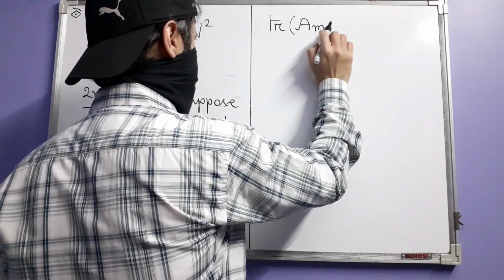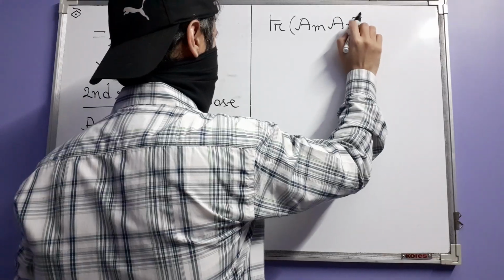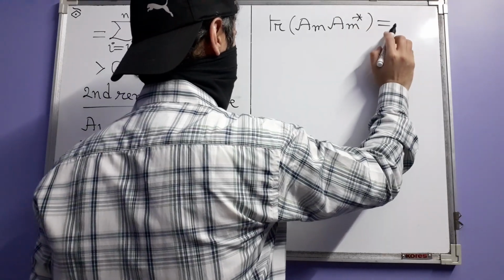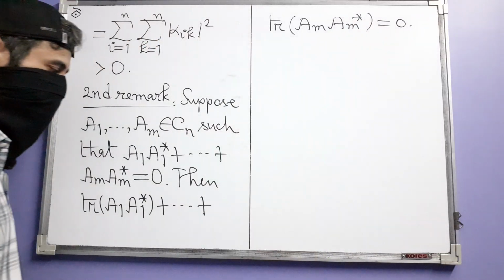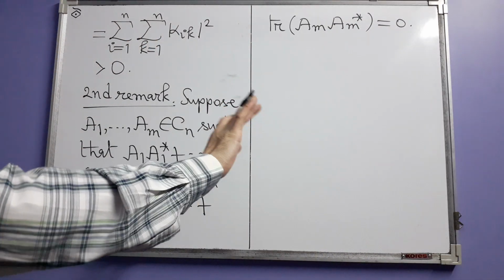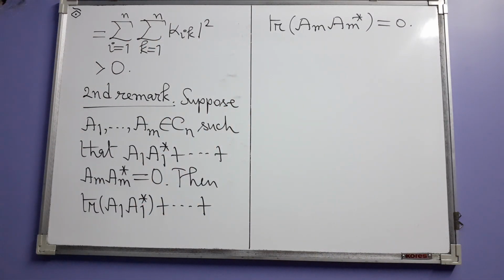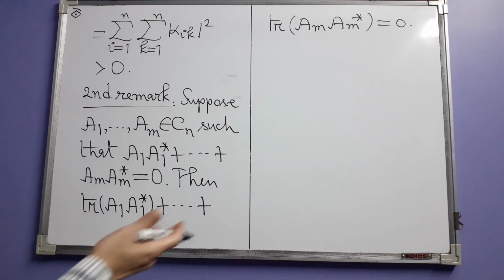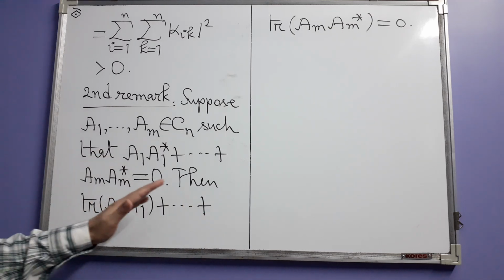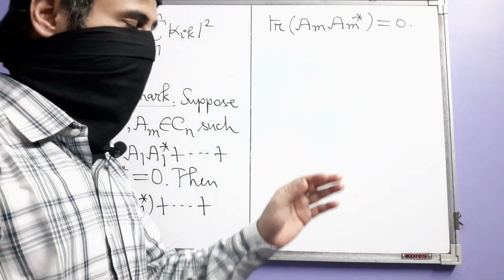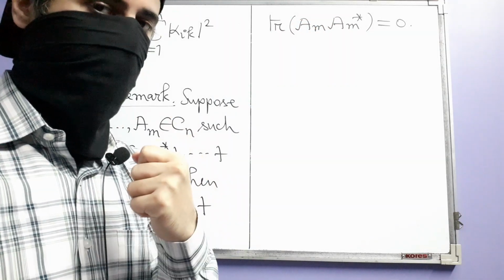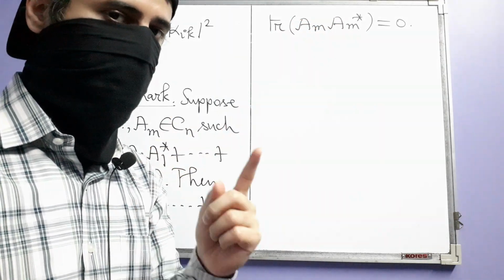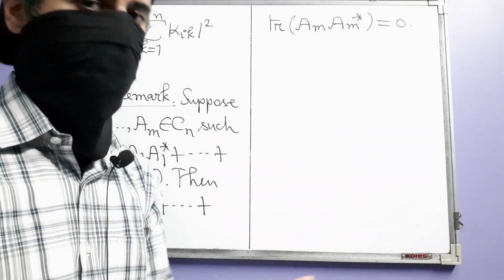Trace of A_m A_m star equal to trace of 0, which is 0. The field element, in this case the complex number 0. So just now we have seen that trace of this type of product is a non-negative real number, and it becomes 0 precisely when the matrix inside itself is 0.